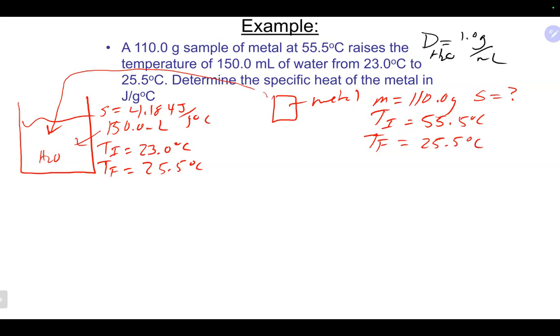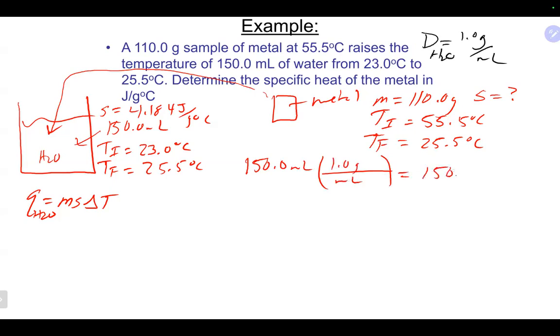So if we think about what we could really use our specific heat equation for here, our Q is equal to m s delta T for our water. We pretty much have everything that we need. We do need to convert technically the volume of water into grams. The density of water is 1 gram per milliliter. That means that we really have 150 grams of water. So we can use the density of water to convert our volume into mass, so we have the right units. So putting that in will give us 150 grams.